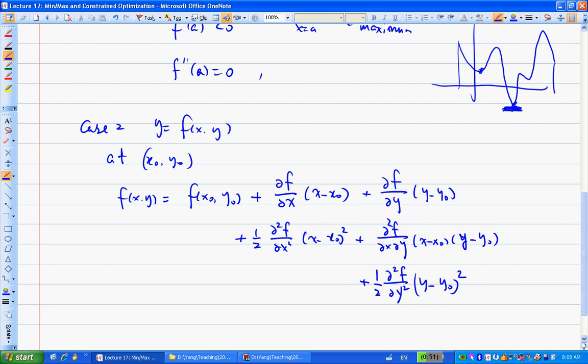So that's a Taylor series for a function of two variables.